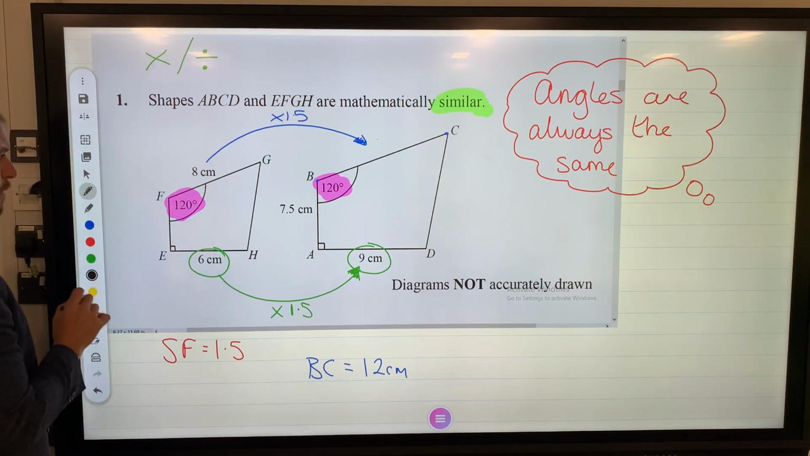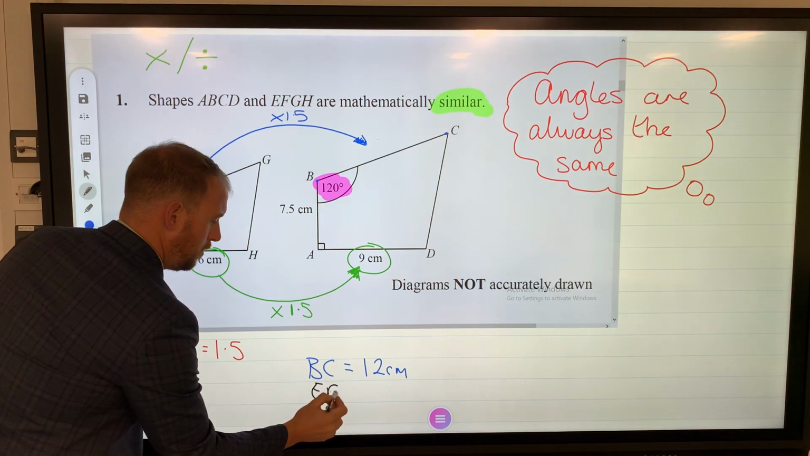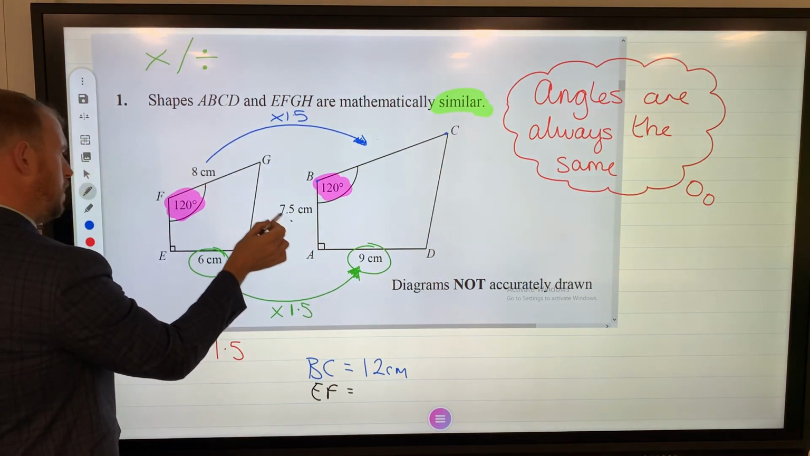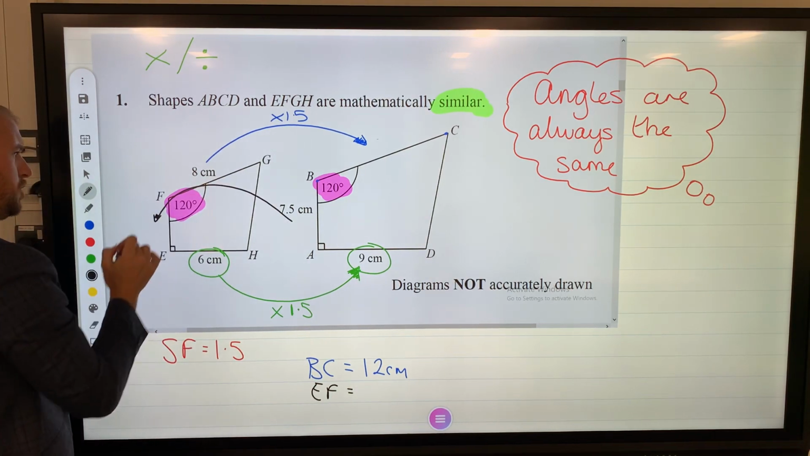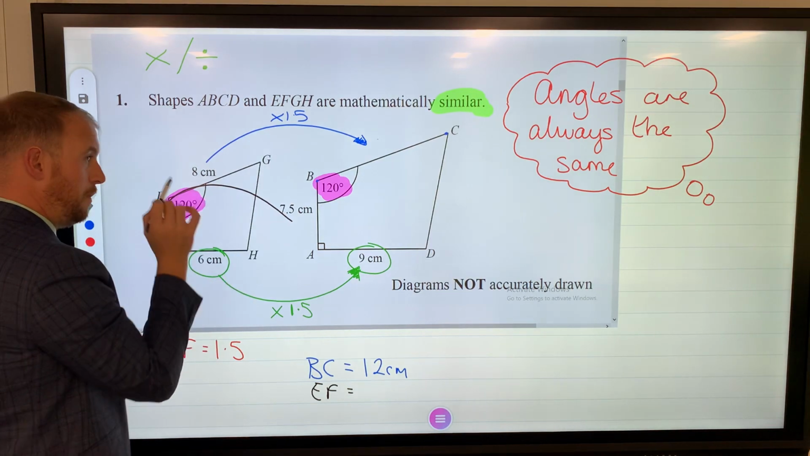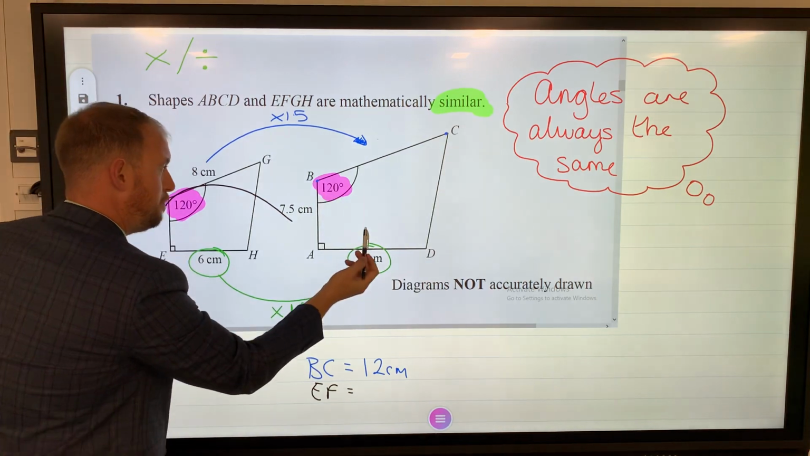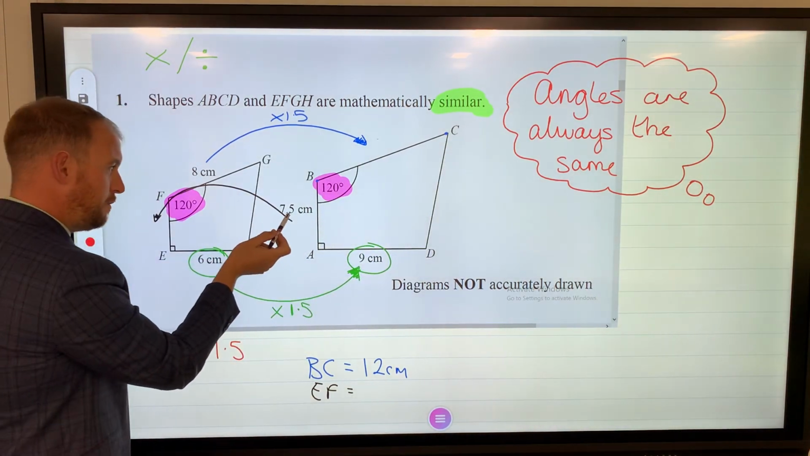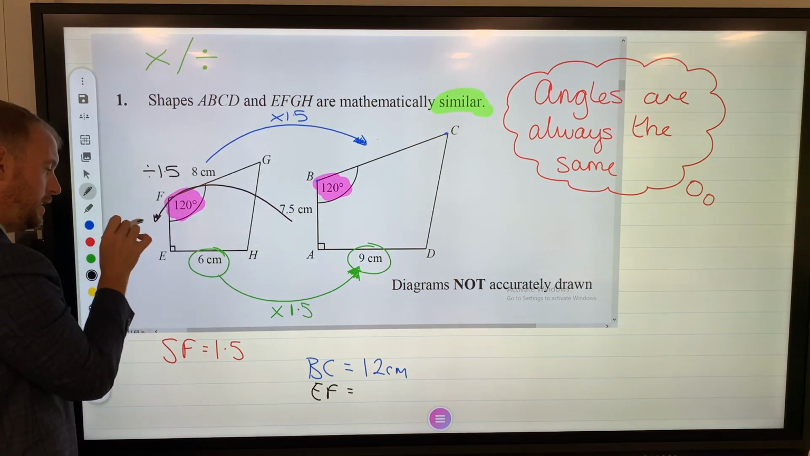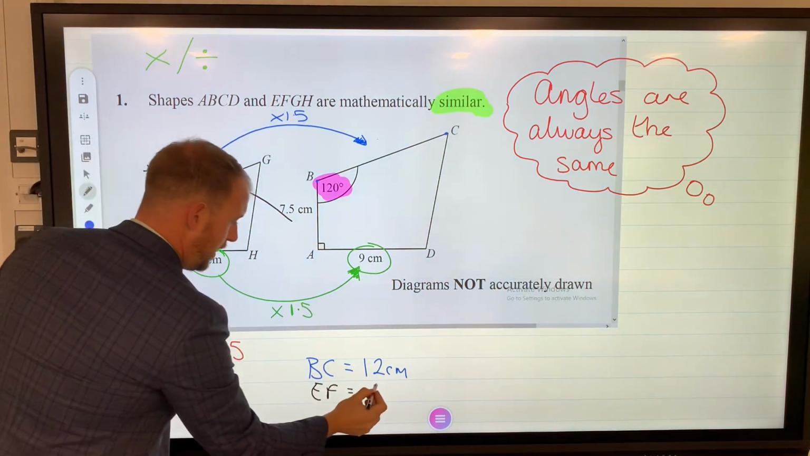How about then if you wanted to work out this one over here, this EF? Well, this one's 7.5, but this one is on the smaller shape, so our answer for this has to be smaller than 7.5. But how much smaller? Well, if this shape is 1.5 times bigger than this one, then to get from 7.5 we need to divide by 1.5 to get this here. Now 7.5 divided by 1.5 is 5 centimetres.